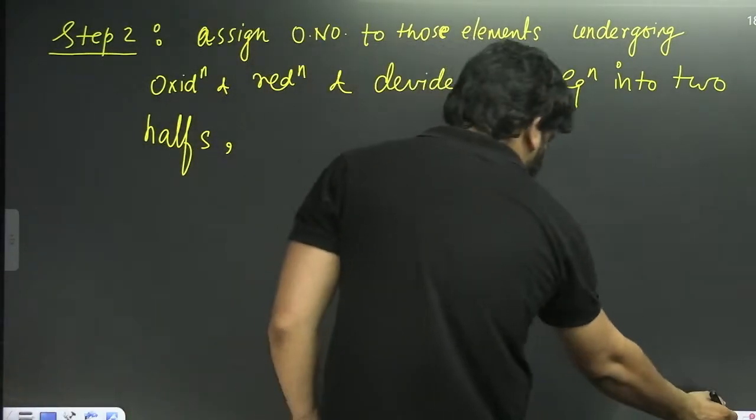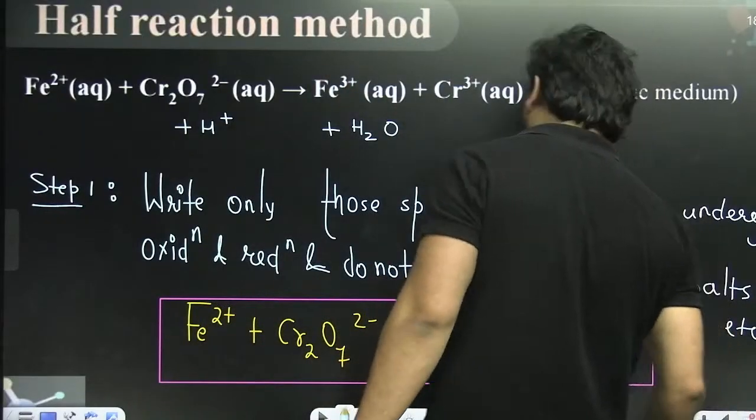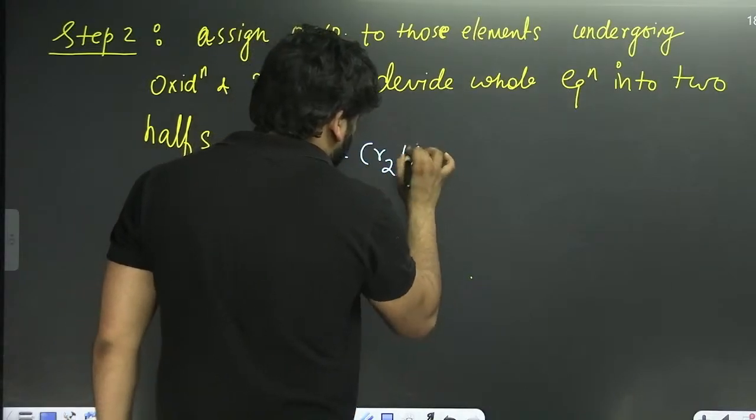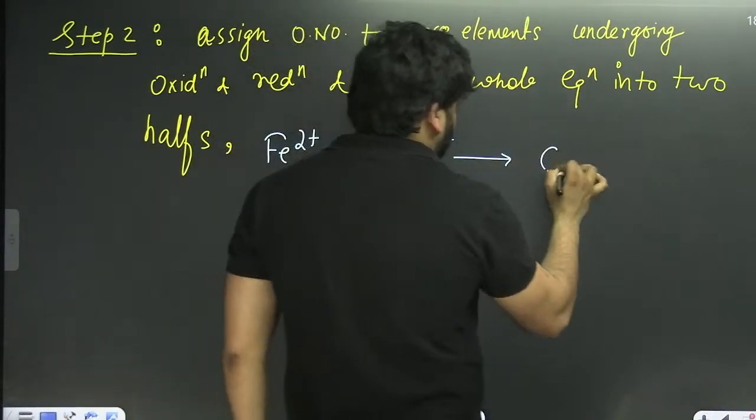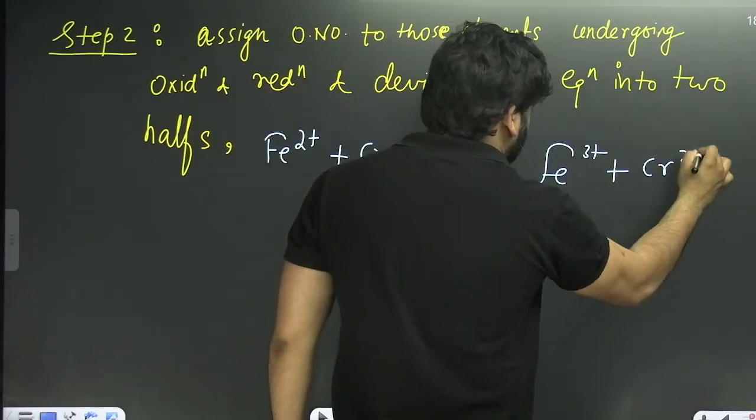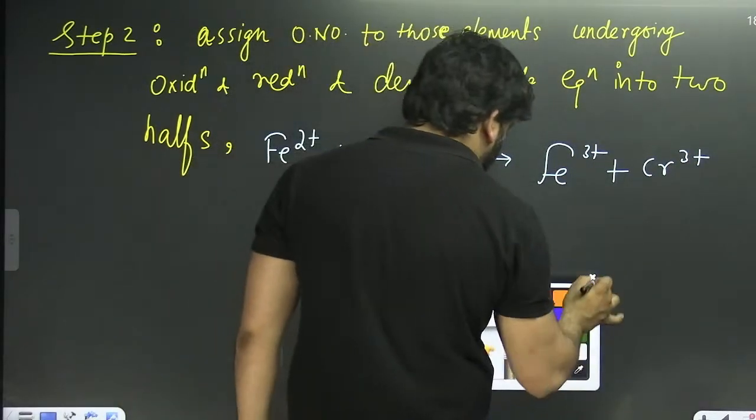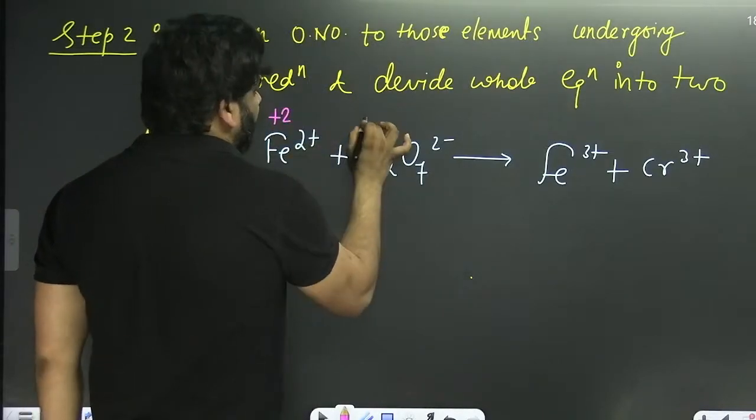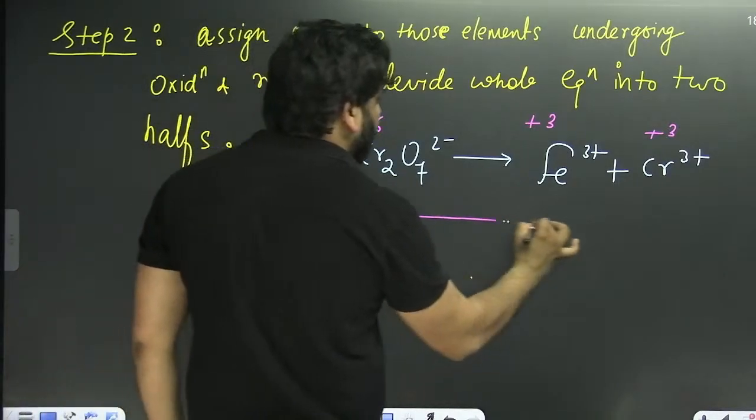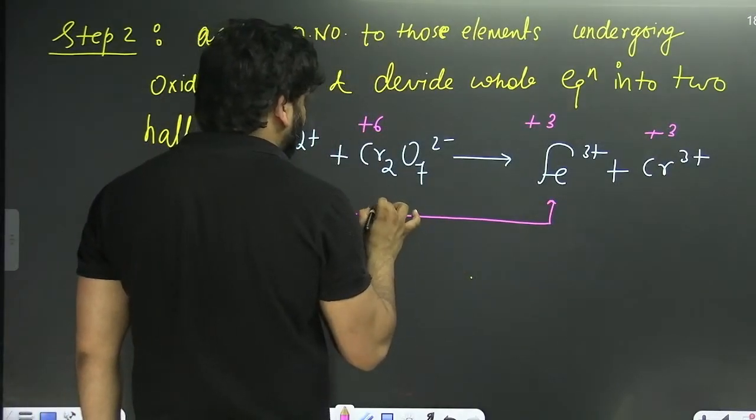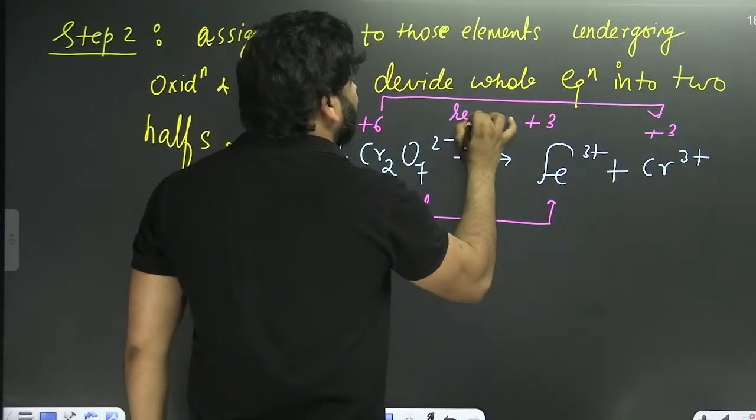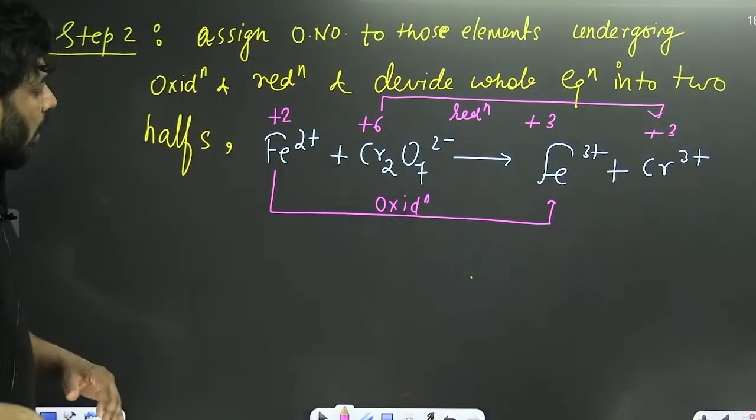So first of all, let us take these two examples: Fe2 plus and Cr2O7 2 minus, giving Fe3 plus and Cr3 plus. Now bring on the oxidation states, everybody. Positive 2, positive 6, positive 3, positive 3. From positive 2 to positive 3, we find it as oxidation, and from positive 6 to positive 3 we find it as reduction. So now you split all into two equal halves.